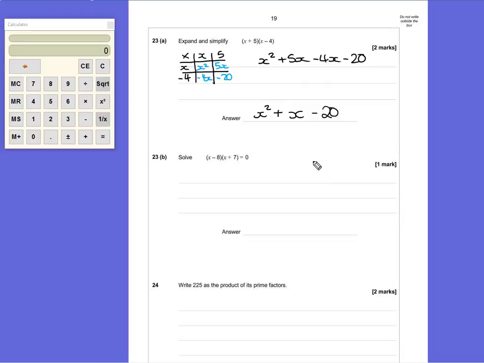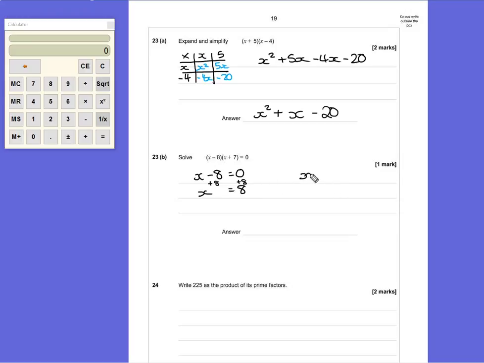For question 23b, we're asked to solve (x - 8)(x + 7) = 0. To make any of this true, each bracket has a possibility of equaling 0, which would, when multiplied out, give 0 as a total answer, which means there are two possible values for x. The first option is when x subtract 8 is equal to 0. Solving this, we can add 8 to both sides to see that x could equal 8.